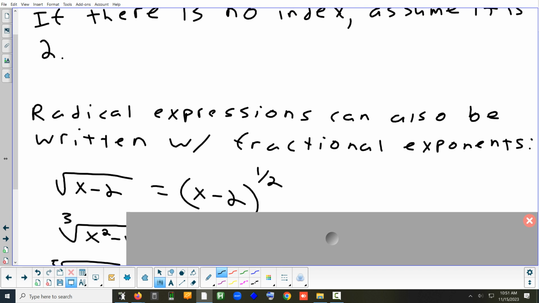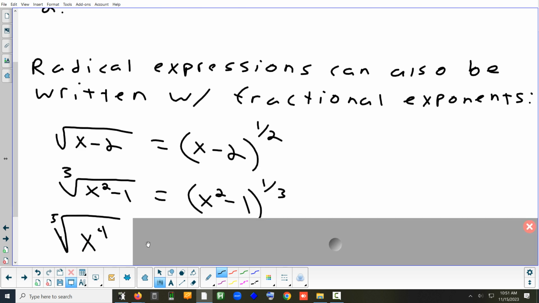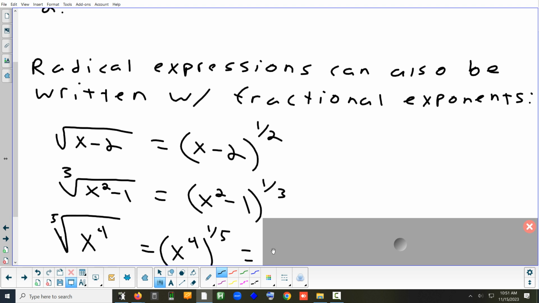What do you think if you wanted to do a cube root? What power would be cube root? 1/3. So raising to the 1/3 is a cube root. How about a fifth root? 1/5. So instead of taking the fifth root of x to the 4th, we can raise it to the 1/5.